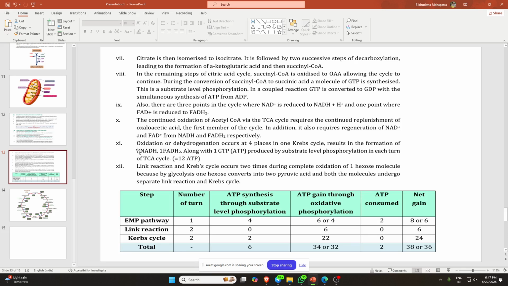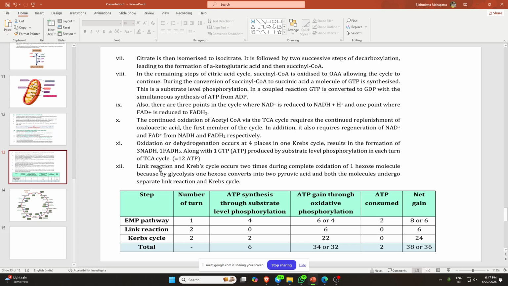See, 3 NADH will give 3 into 3, 9 ATP. Here 1 FADH2 will give 2 ATP. So 9 plus 2 is 11. Now here 1 ATP will make it 12. Understood? Yes or no? Yes, sir.